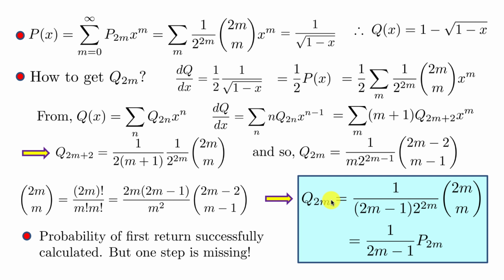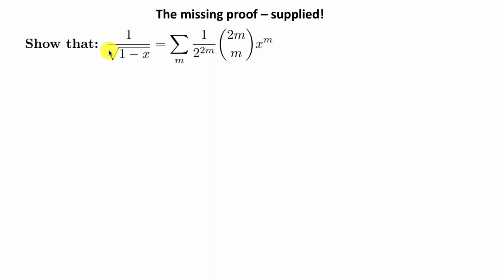So that's quite an achievement, but one important step is missing. What was that step? Well, we had to show that 1 over square root of 1 minus x is equal to this. And as I said, it's not trivial. In Grinstead and Snell, this is given as a problem, and it said, use the binomial theorem to prove this. I wasn't able to do it, so I did it a different way.